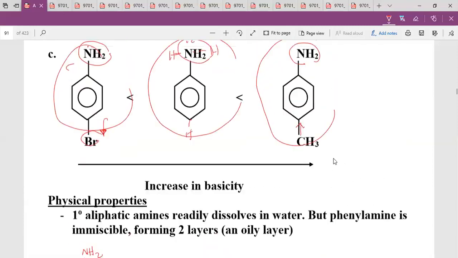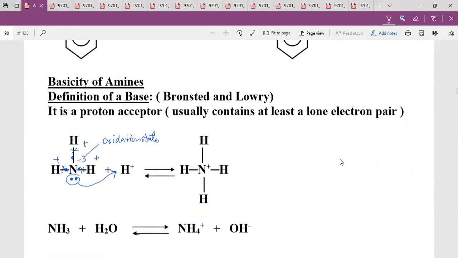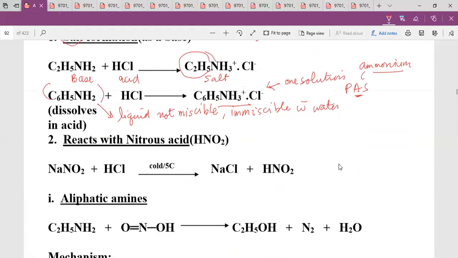See, phenol amine also can form a salt. Okay, see how it's going here. So phenylamine here. Remember this, primary, secondary also can. Two, I put NH, plus HCl. Also can form a salt.